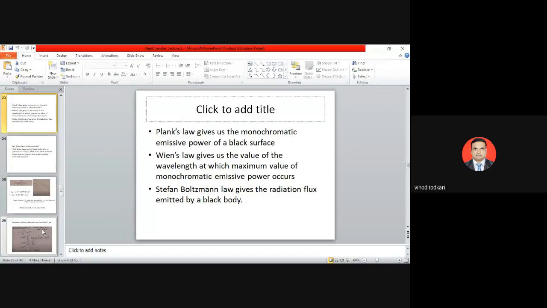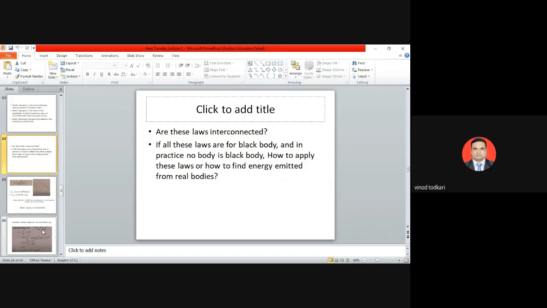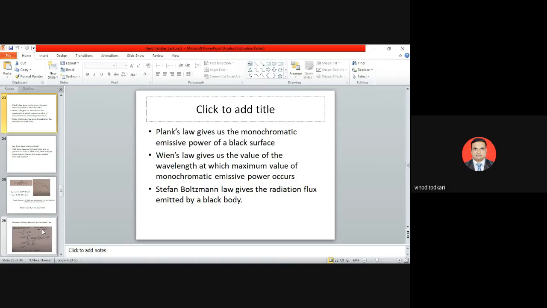Now see, in last lecture we have seen laws like Planck's law, Wien's law, Stefan Boltzmann's law. There are two questions. First question is, are these laws interconnected? And second question is, if these laws are for a black body, and in practice nobody is a black body, how can we apply these laws to find the energy emitted by real bodies? Let us discuss the first question.